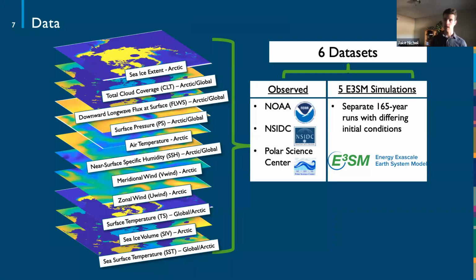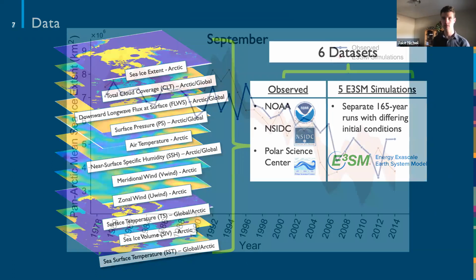So the data that we collected are these features here. We collected the same data from observed data sources and from 5 E3SM simulations. These are the historical ensemble runs from E3SM, which are over the last 165 years. So that's a total of 6 data sets that we're going to be comparing in this work.